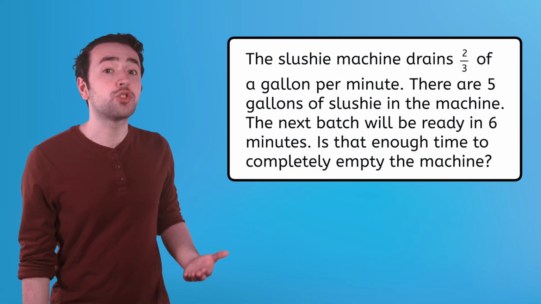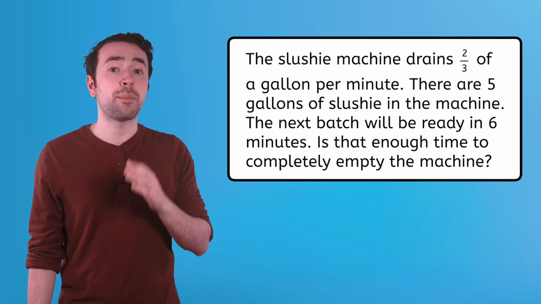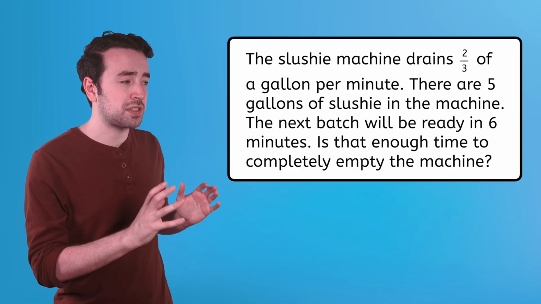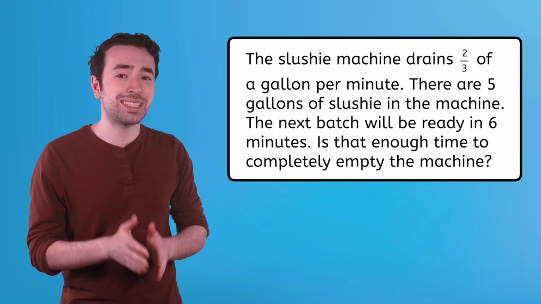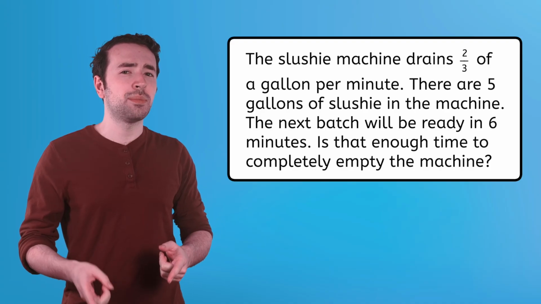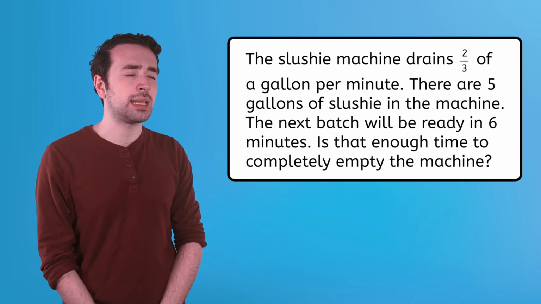The slushie machine drains 2/3 of a gallon per minute, and there are 5 gallons of slushie in the machine. The next batch will be ready in 6 minutes. Is that enough time to completely empty the machine?